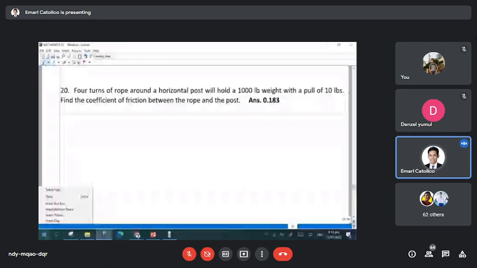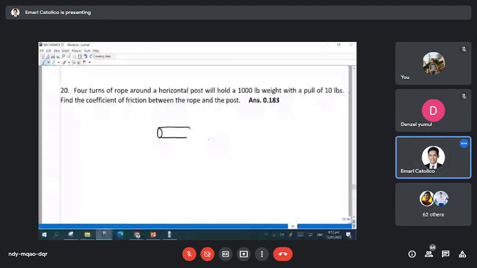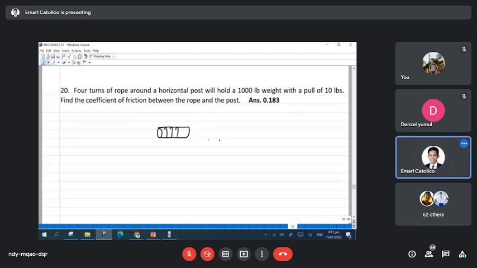So, number 20, 4 turns of rope around a horizontal post will hold a 1,000 pound weight with a pull of 10 pounds. Find the coefficient of friction between the rope and the post. For number 20, meron daw tayong horizontal post. Ano tayong poste, no? Tapos, so nag-ikot tayo ng rope, 4 na beses. 1, 2, 3, then 4. So, kaya niya mag-hold ng weight of 1,000 pounds. Then yung pull natin, yung nasa dulo nito, which is 10 pounds.